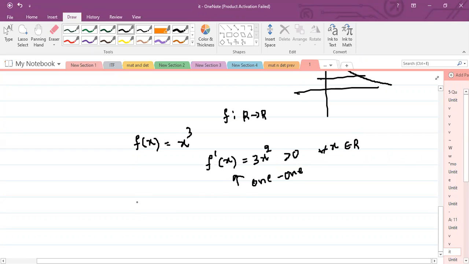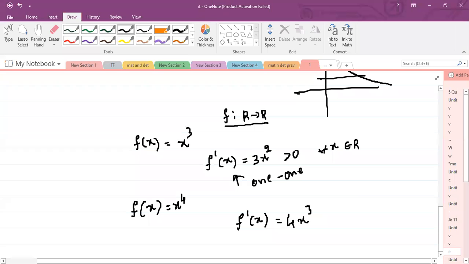Next, I will give f of x is equal to x raised to 4. All these functions are defined from R to R. f of x is equal to x raised to 4. Then f dash of x is equal to 4x cube.